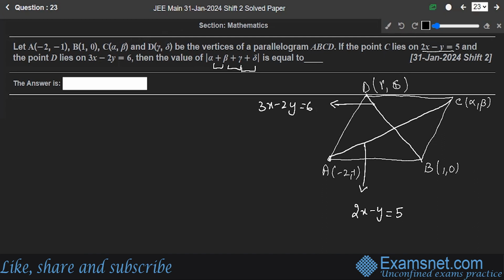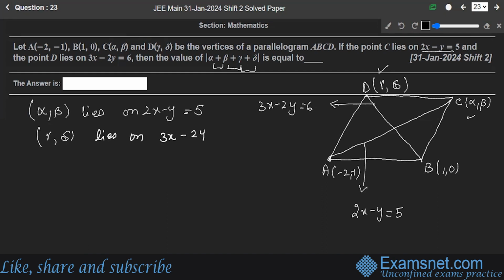So basically, I need to find out the coordinates for C and D. First thing, alpha and beta lie on 2x minus y is equal to 5, and gamma and delta lie on the line 3x minus 2y is equal to 6. This is equation 1 and 2.